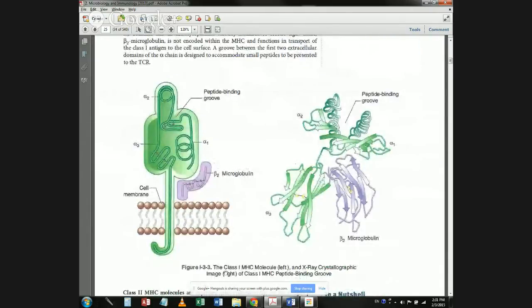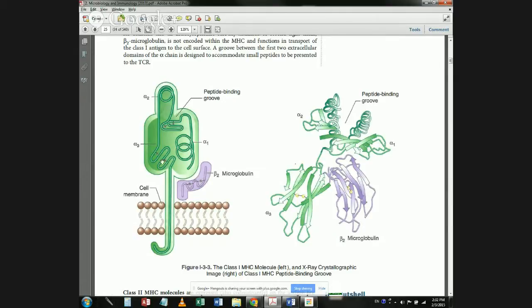This is a picture of a class 1 major histocompatibility molecule on the left, and an X-ray crystallographic image on the right of the class 1 major histocompatibility peptide binding groove. There it is. Okay, so look at that. This is probably the carboxy terminal on the inside of the cell. This is the lipid bilayer of the cell membrane. And probably all this is the alpha.